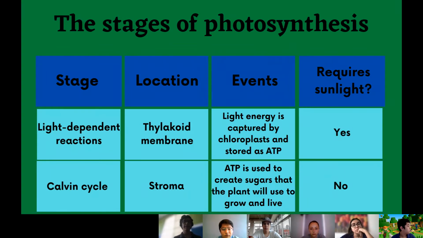In this comparative chart, we can see the two stages, the light-dependent reactions and the Calvin cycle. The light-dependent reactions occur in the thylakoid membrane, and what happens in this stage is that the energy is captured and transformed into ATP, and this process requires sunlight. And finally, we have the Calvin cycle. This process is located in the stroma, and here the ATP is used to create sugars, and it doesn't require light. 26 to 28 ATP molecules are produced.